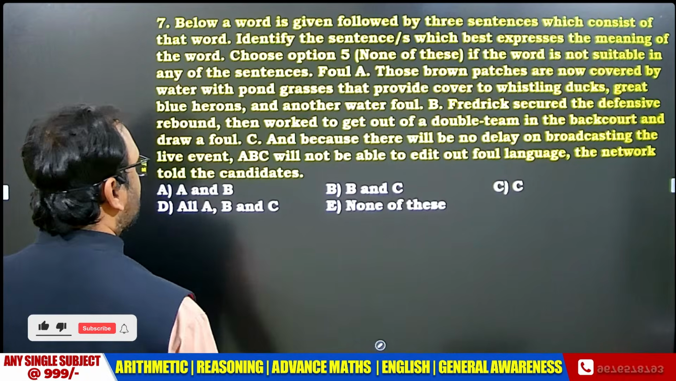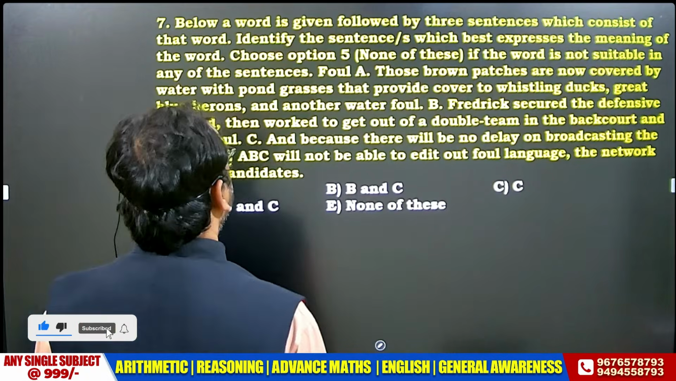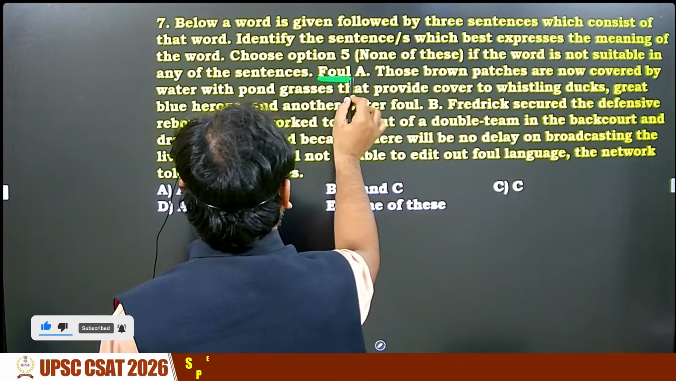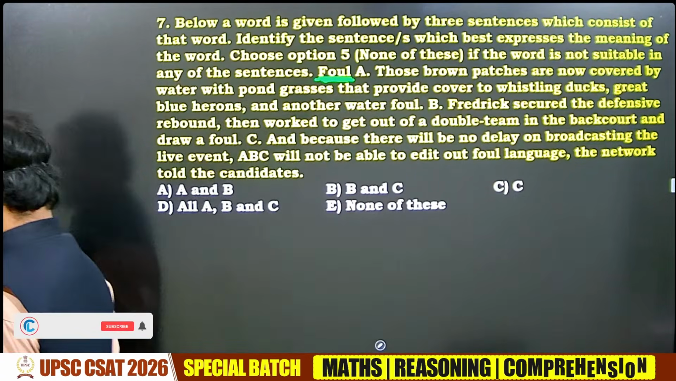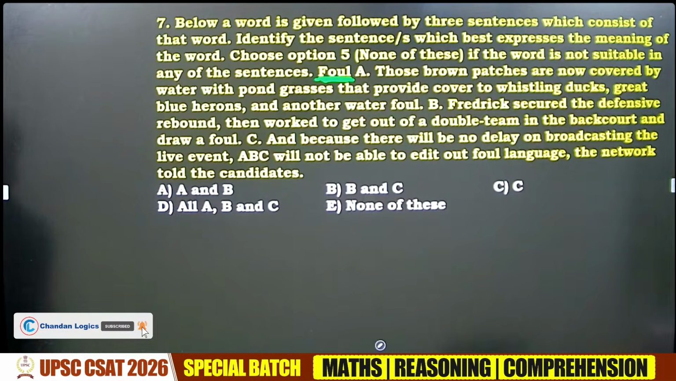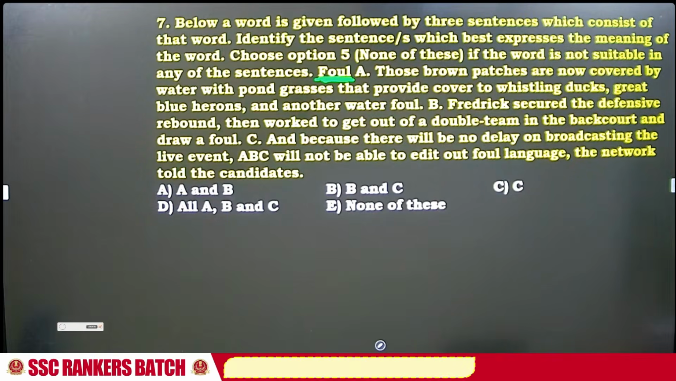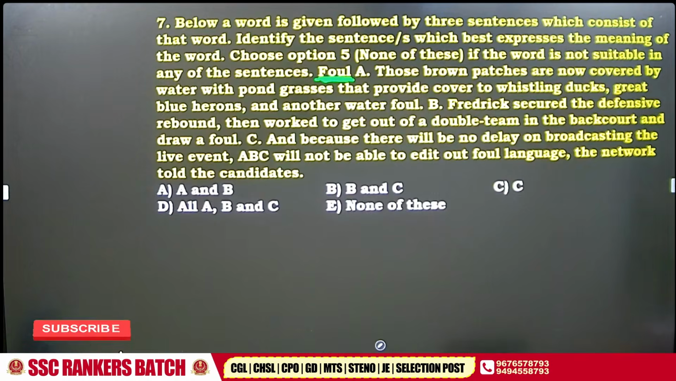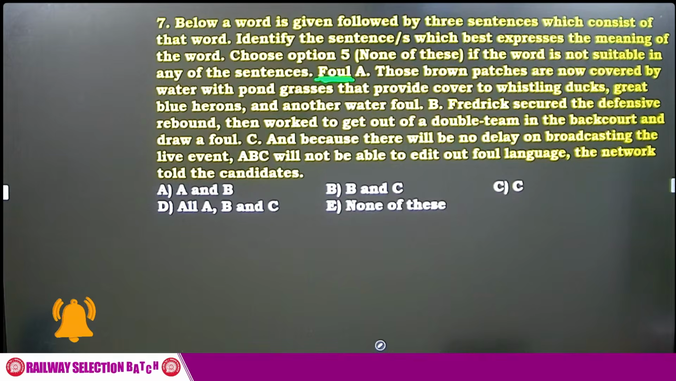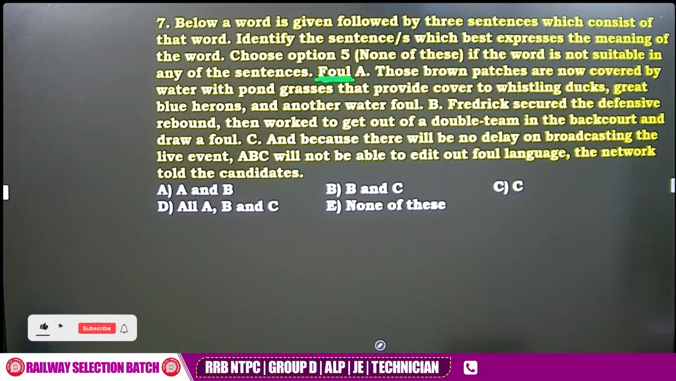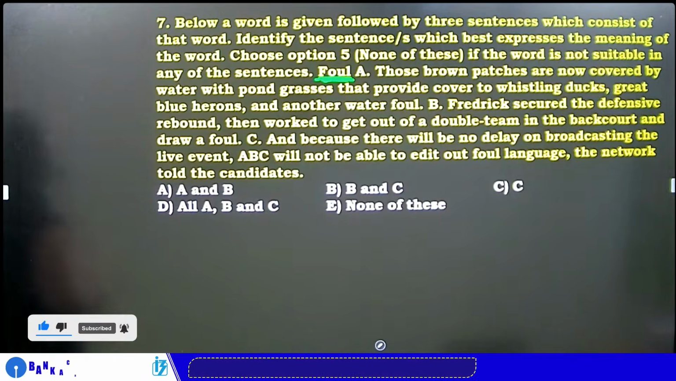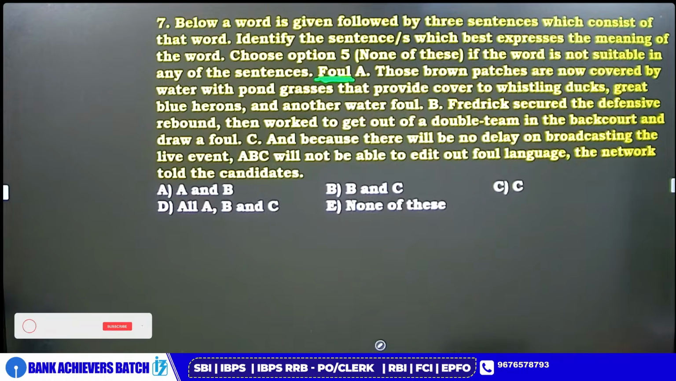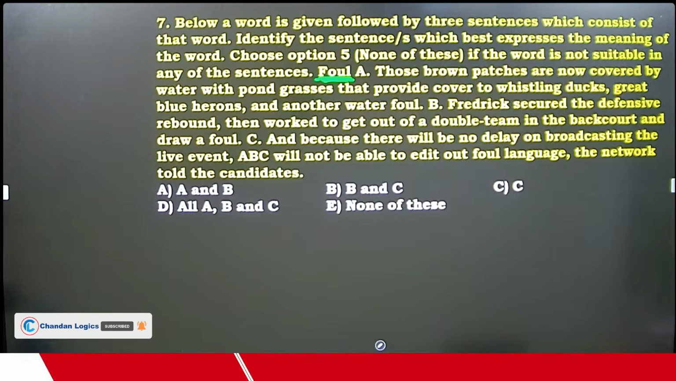Can you try the seventh question? Here the word is foul. Easy word. Maybe flout was tough, but foul is easy. We use foul in even games and sports also. Waiting for your answer. A, B, C. Identify where foul is properly used.